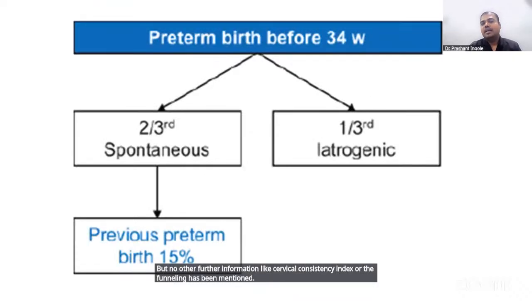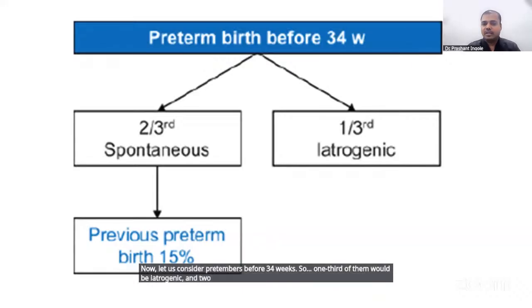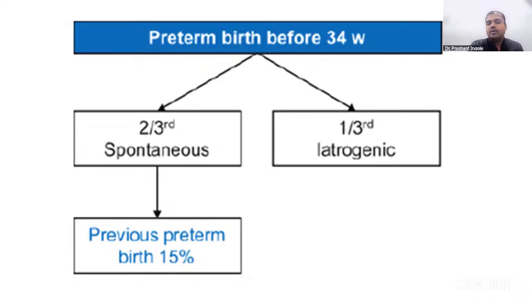Now, let us consider preterm births before 34 weeks. One third of them would be iatrogenic and two-thirds are spontaneous. So, in these spontaneous preterm births, women who have got a previous preterm birth are only 15%. The remaining 85% of preterm births will happen in women who are either primigravida or who have got a history of term pregnancy. By asking the history and focusing only on patients who have got prior preterm births, we are only focusing on 15% of patients. The rest of the major chunk, 85%, we are not catering to.